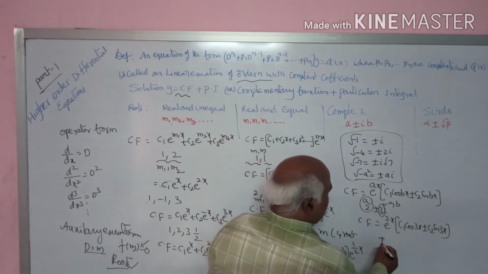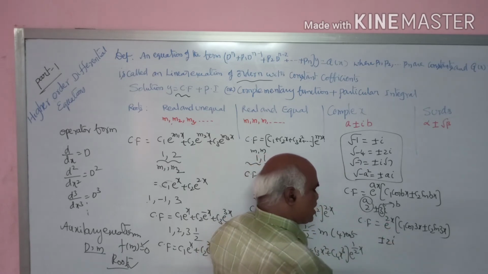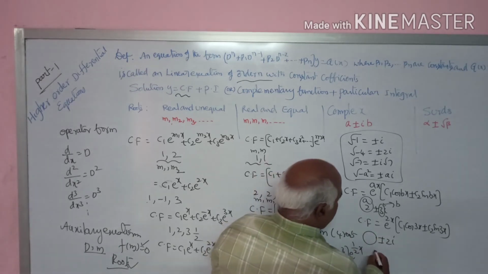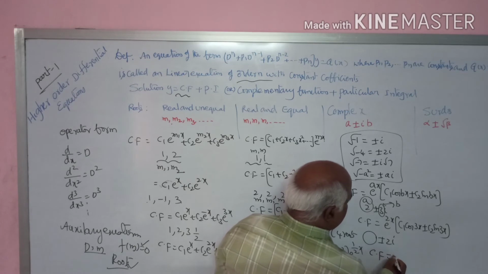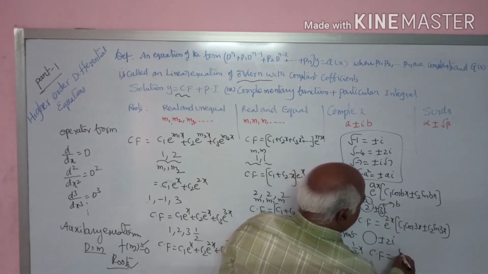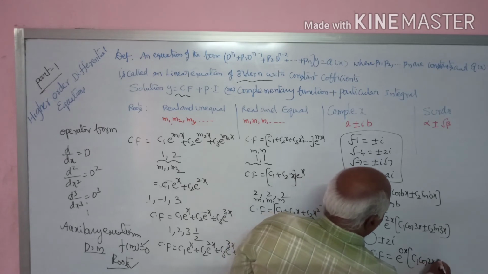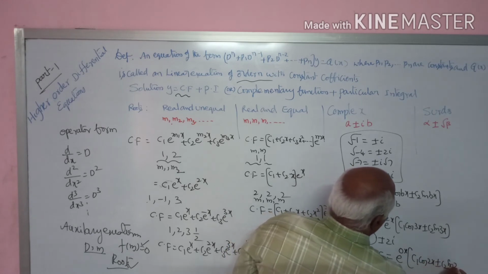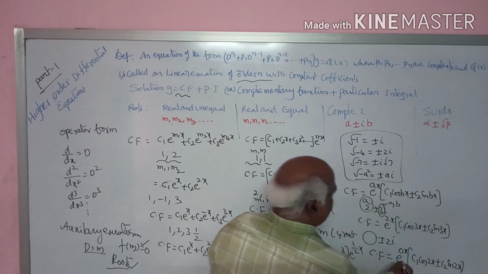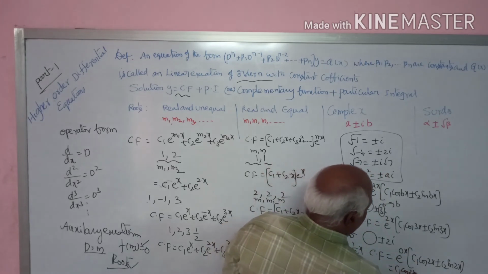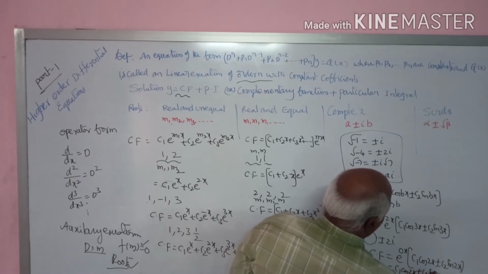If you get plus or minus 2i as the complex form, there is no real value, the real value is 0. Then the complementary function is equal to e to the power of 0x into c1 cos 2x plus or minus c2 sin 2x. E to the power of 0x is 1, therefore simply it is c1 cos 2x plus or minus c2 sin 2x.